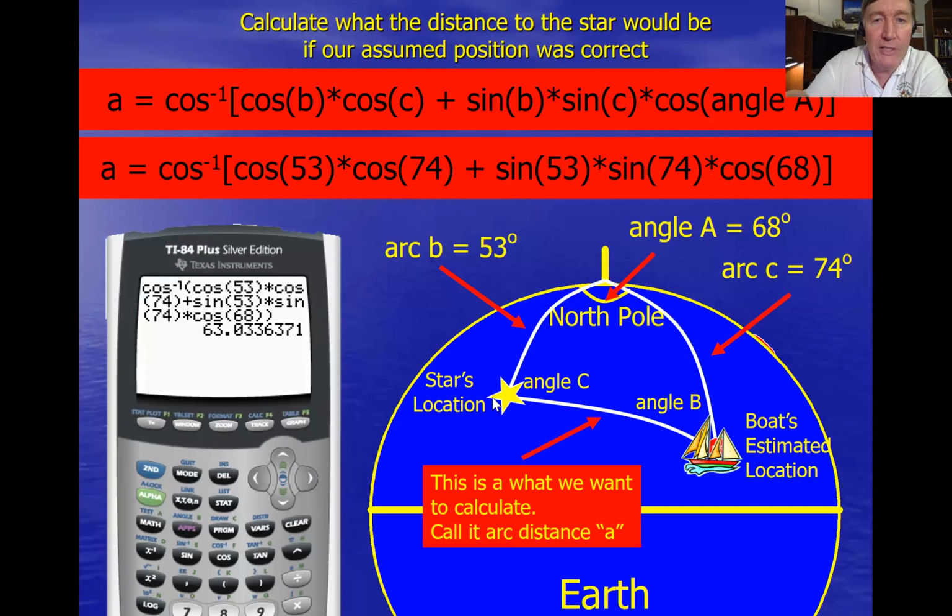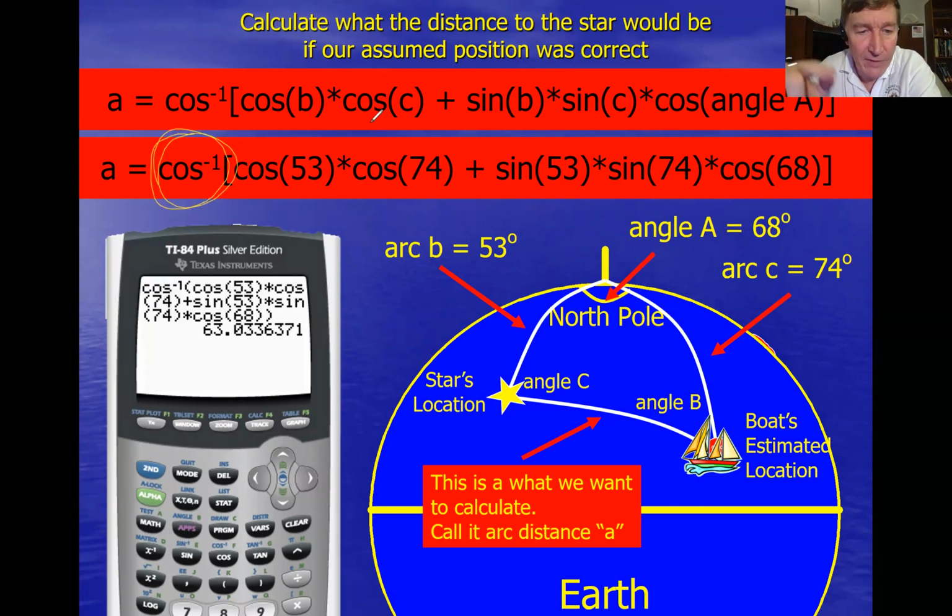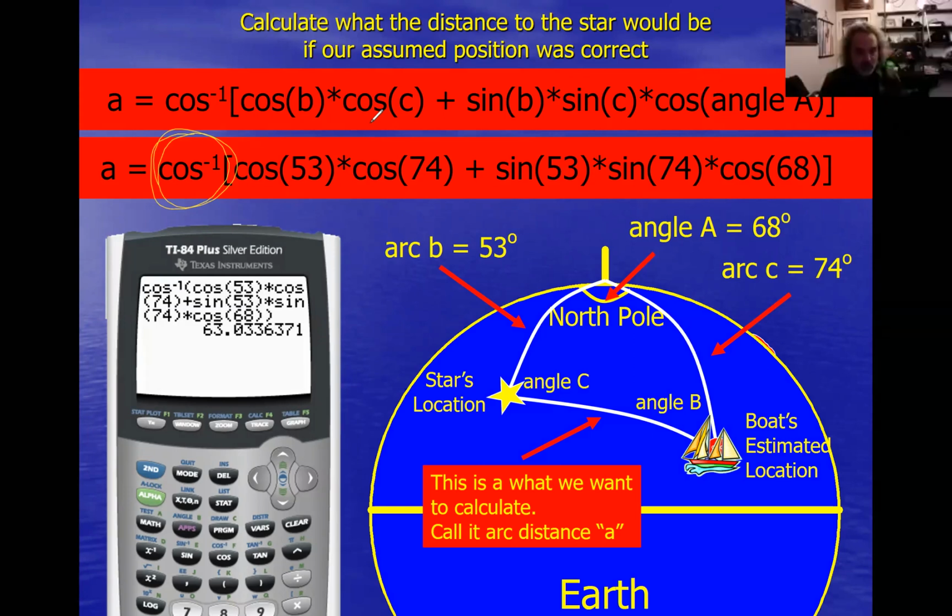So notice this. Let me turn on annotation again. Okay. So this thing right here is a cosine with a little -1 above it. So if you look on your calculator, you'll see a key that says COS, but then above the key, you'll see where it says COS -1. You got that? Do you see what I'm asking about?